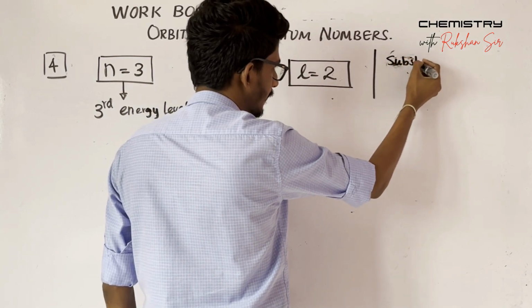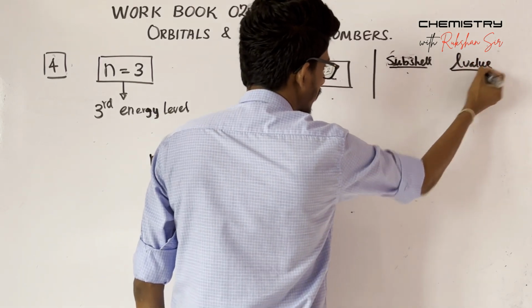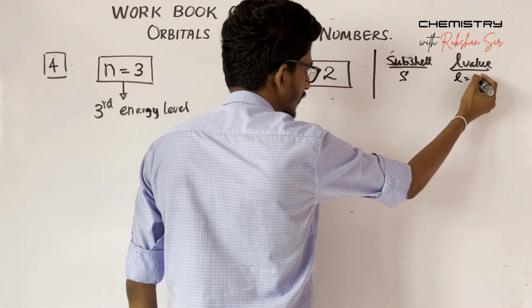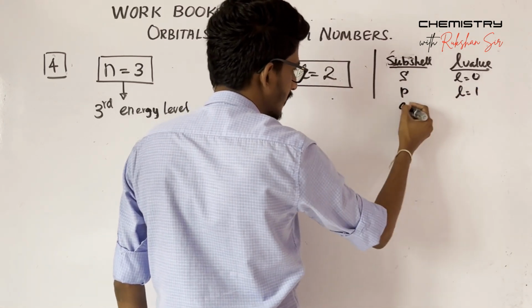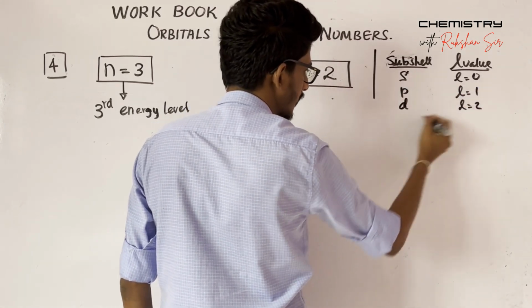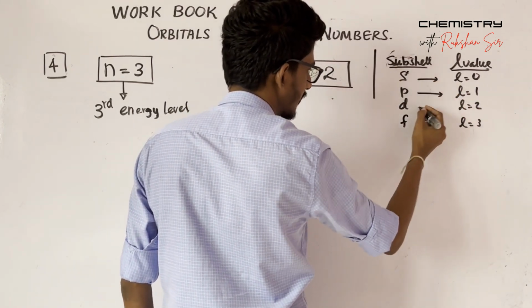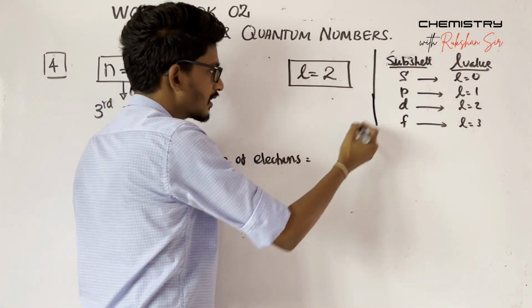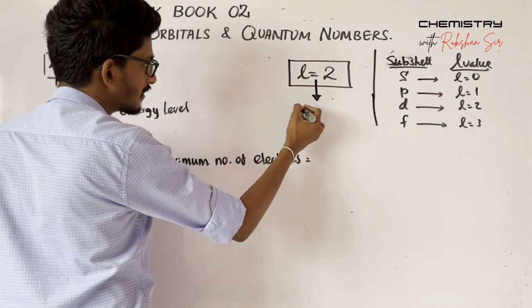So, subshell and L value. If you are with the S subshell, the L value is 0. P subshell, L value is 1. D subshell, L value is 2. F subshell, L value is 3. That is the connection of the L value with the subshell. So you are dealing with L equals 2. That means this is about the D subshell.